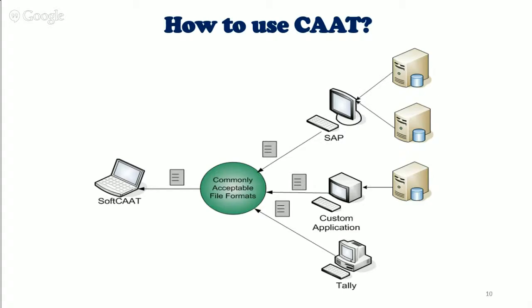So the first step in using CAATs is to convert the data into a well-recognized format, which is usable by the audit software. This could be Excel, a database using ODBC, or text format of flat files. So you convert the data of the required files which you're auditing into a commonly accepted file format, and then you import the data into SoftCAAT or the audit software and then do the analysis.